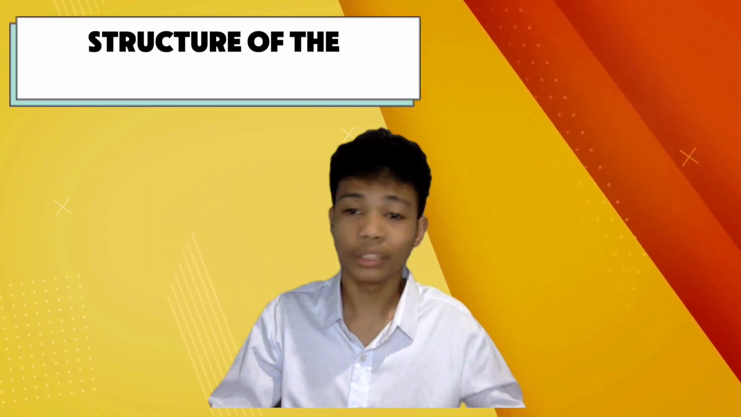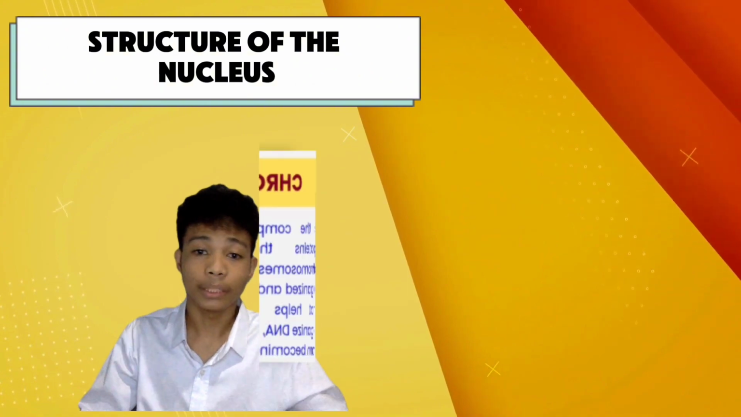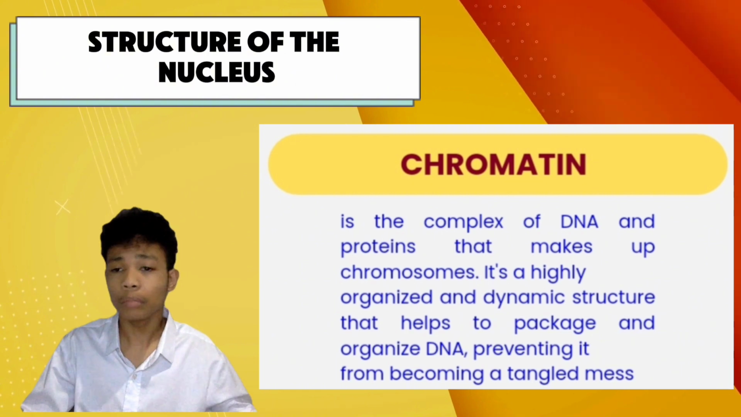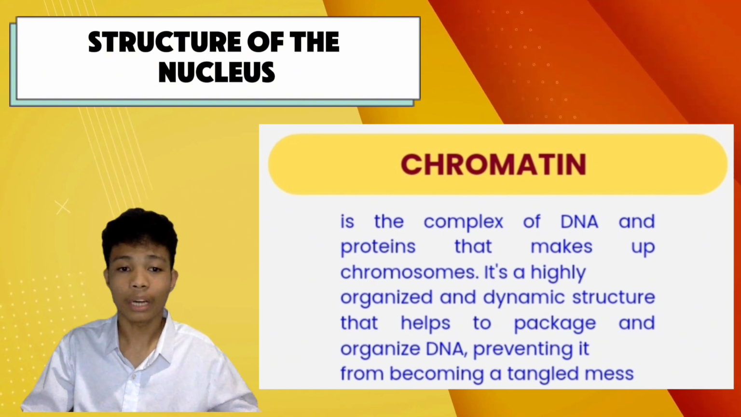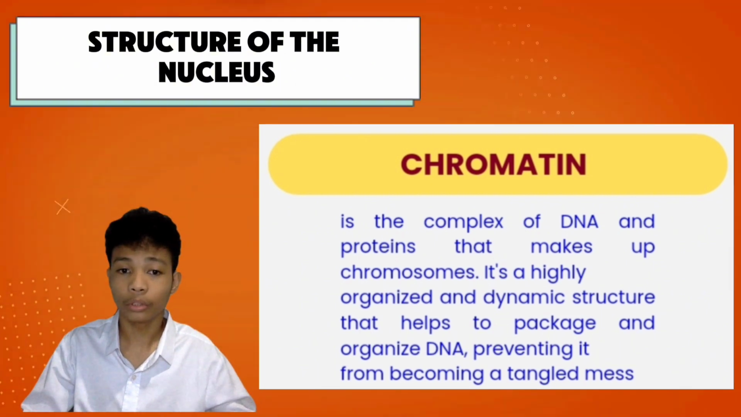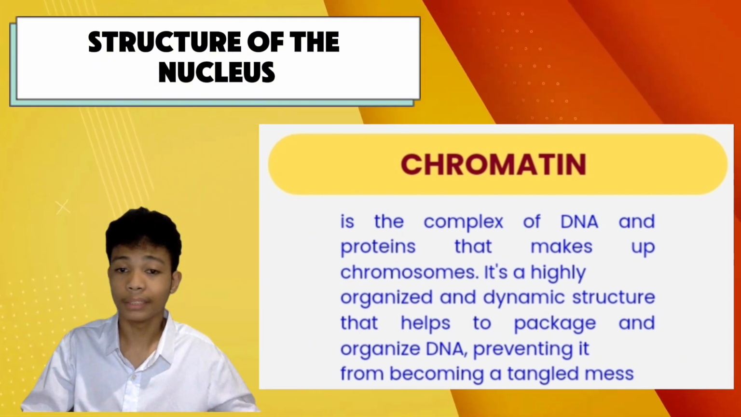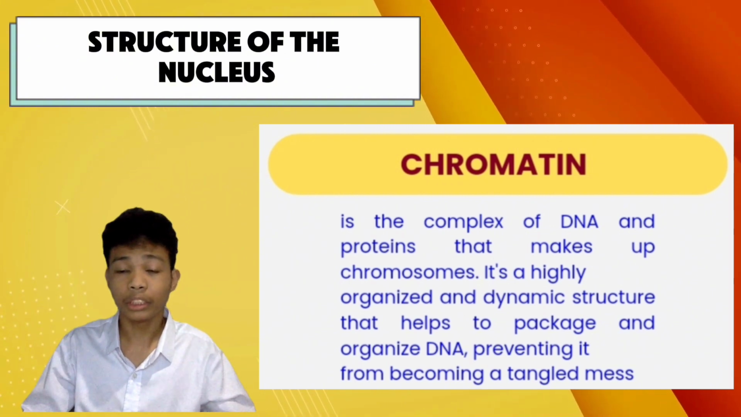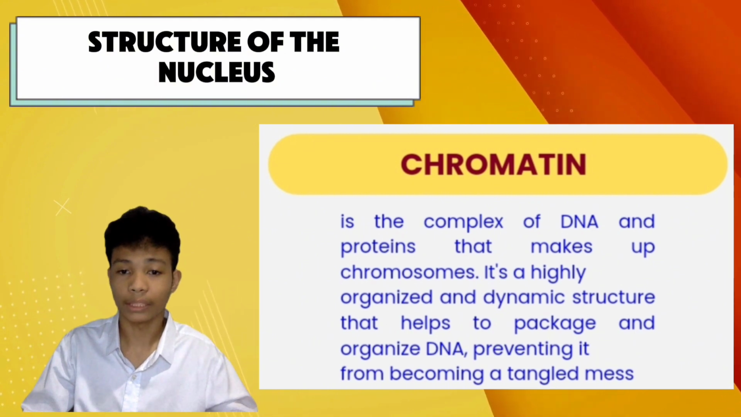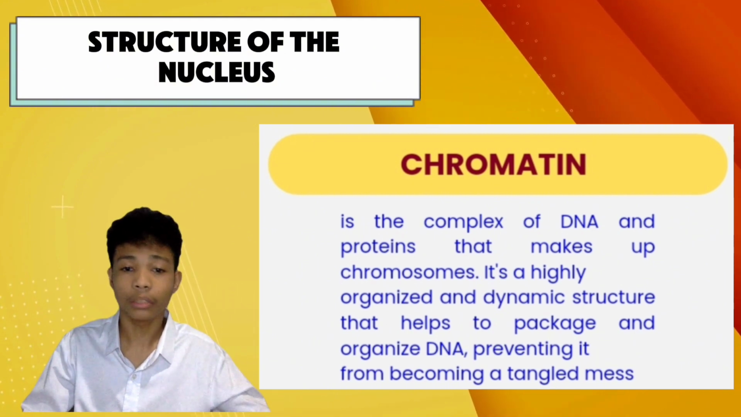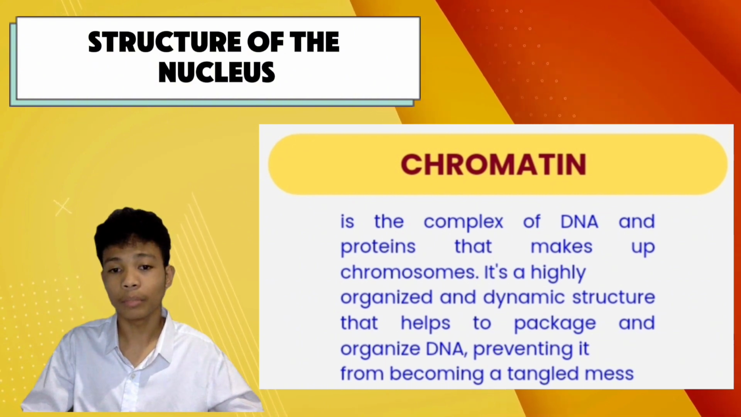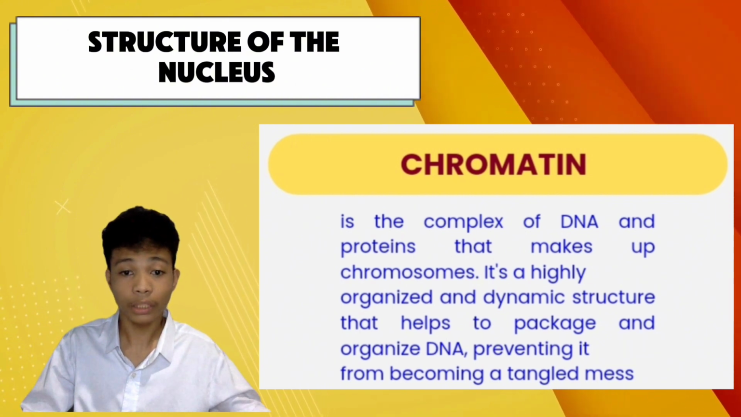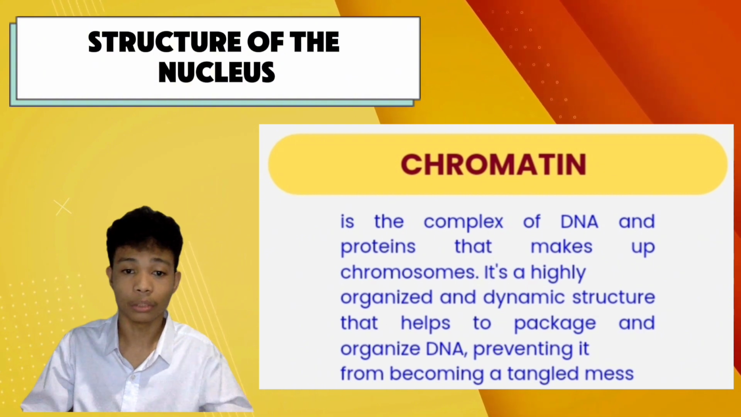The second structure is chromatin. So what is chromatin? Chromatin is the complex of DNA and proteins that makes up chromosomes. It's a highly organized and dynamic structure that helps to package and organize DNA, preventing it from becoming a tangled mess. Imagine DNA as a long, tangled string. Chromatin helps to neatly package and organize this string, preventing it from becoming a tangled mess. This packaging is essential for efficient DNA replication and transcription.